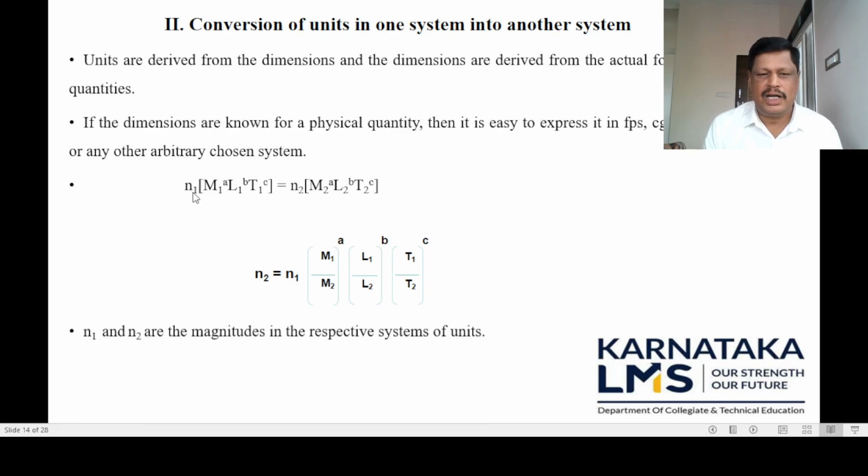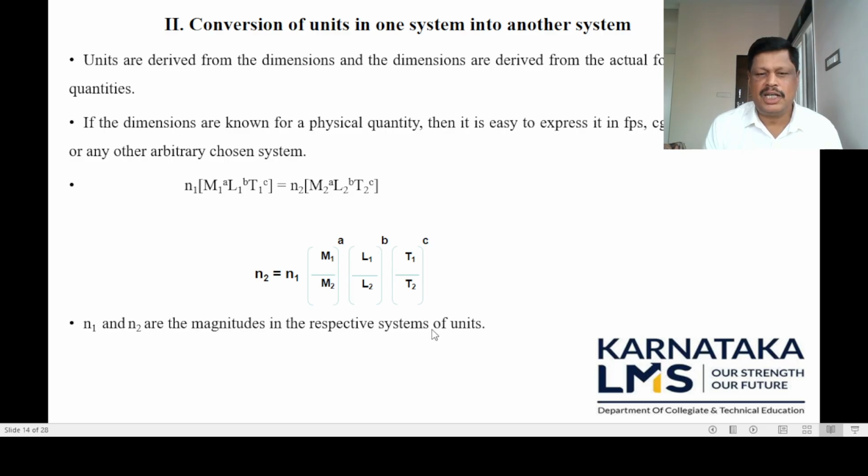So n1 and n2 are the magnitudes in the respective systems of units, and M1, L1, T1 are the dimensions of the fundamental physical quantities in one system of units, and M2, L2, T2 are the dimensions of the fundamental physical quantities in the other system of units. From this formula we can write the equation for n2. Here from this formula we can find the relation between one system and the other system. So let us obtain the relation between n2 and n1.